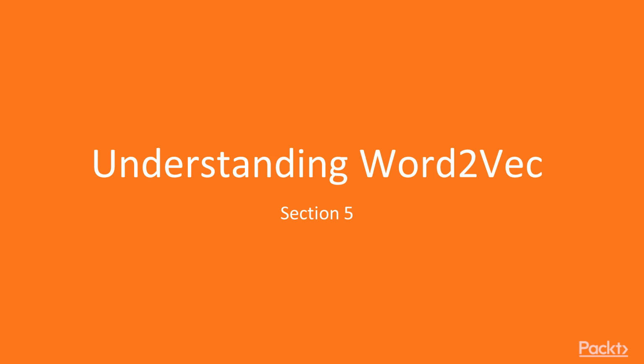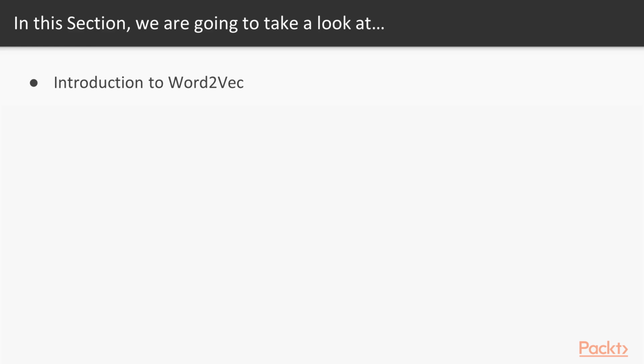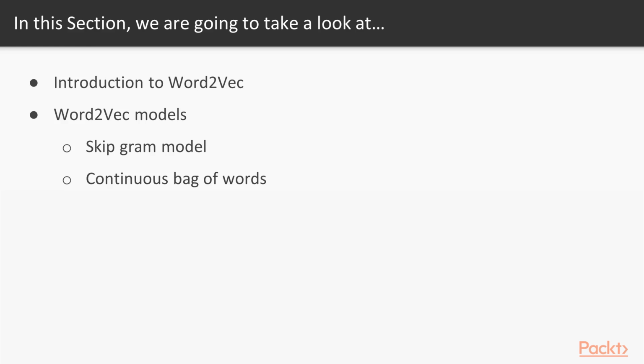Hi friends, welcome to another section in this course, Word2Vec. In this section, we are going to take a look at an introduction to Word2Vec and the various types of Word2Vec models like the skip-gram and the continuous bag of words. Then we look into what negative sampling is, and wrap it up by looking into the pseudocode on how we make a Word2Vec.